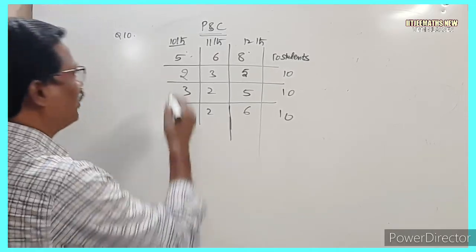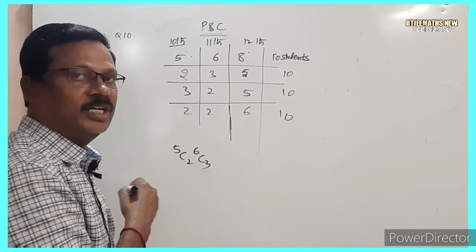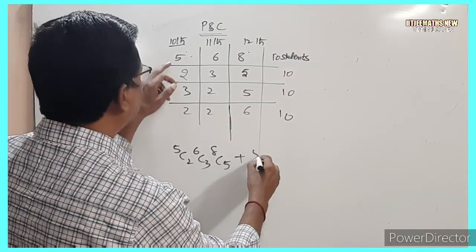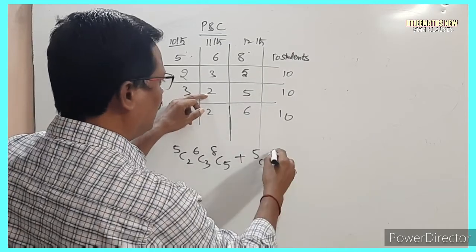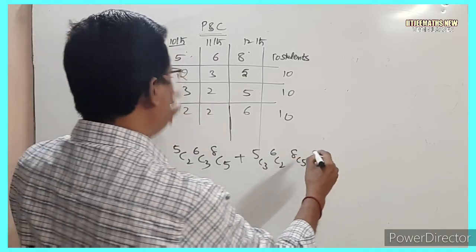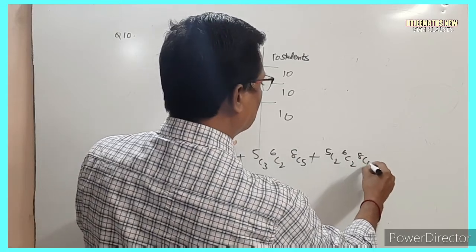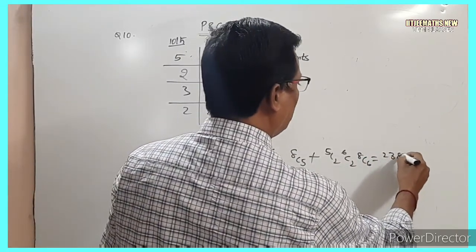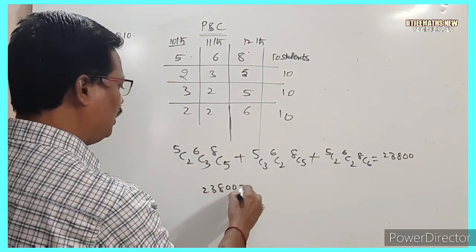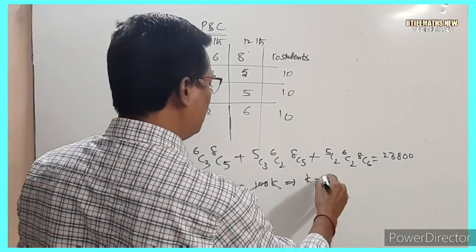From the 5, select 2 students, 5C2; from the 11th select 3 students; from the 12th select 5 students. In the second case, from the 5 select 3, from the 6 select 2, from the 8 select 5. Plus the third case, from the 5 select 2, from the 6 select 2, and from the 8 select 6. If we simplify, this is 23800. They gave the answer as 100k. Therefore, k is 238.